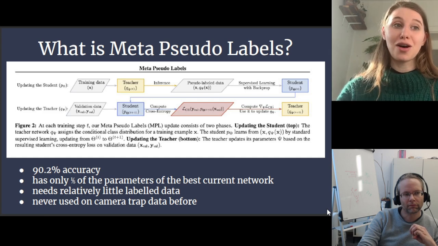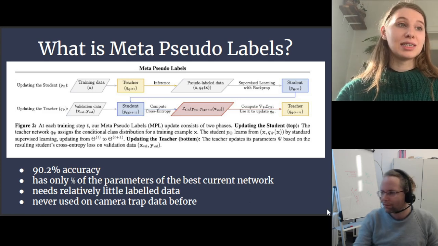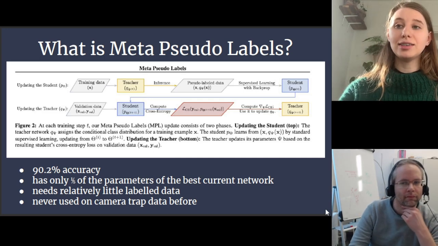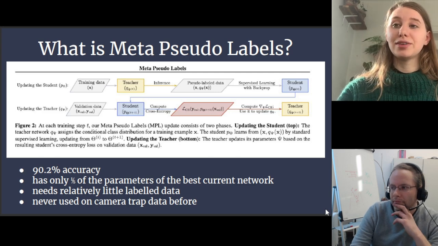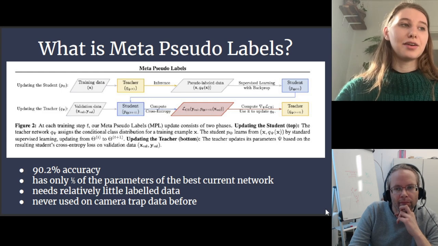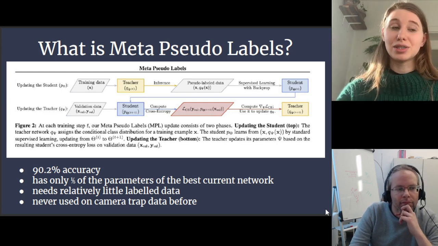So I actually don't know how it's going to perform, but I hope well, because it's supposed to be good on very diverse data and it only needs a little training data. Usually you need about 10% labeled data compared to your unlabeled data. So instead of 100 gigabytes, we can train with 10 times more data, which is a huge advantage.